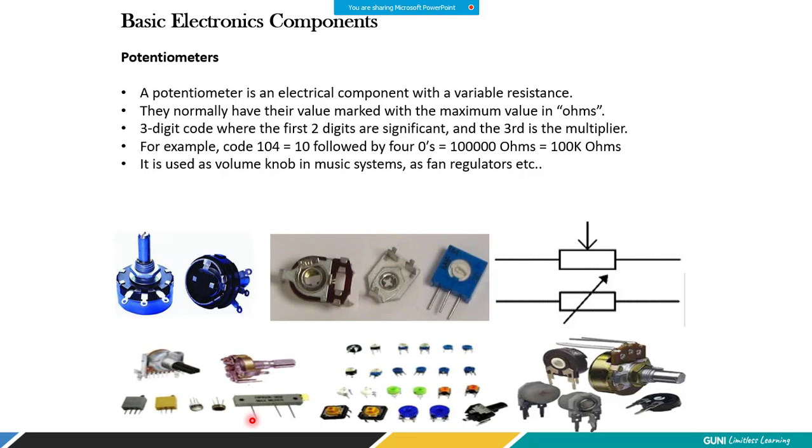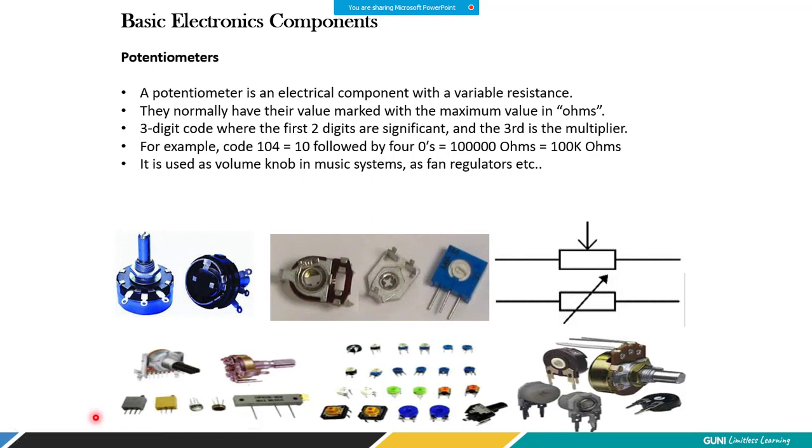Another electronics component, I think most of you must have seen this diagram somewhere in your life. It is called a potentiometer. A potentiometer is an electrical component with a variable resistance. See, it's a variable resistance, right? They normally have their value marked with the maximum value in ohms, in a 3-digit code where the first 2 digits are significant, and this is how it operates, right?